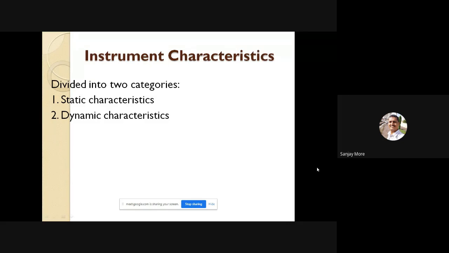Then the next point is instrument characteristics. Whenever instruments are used in mechanical or any industry, there are two basic characteristics: static characteristics and dynamic characteristics.